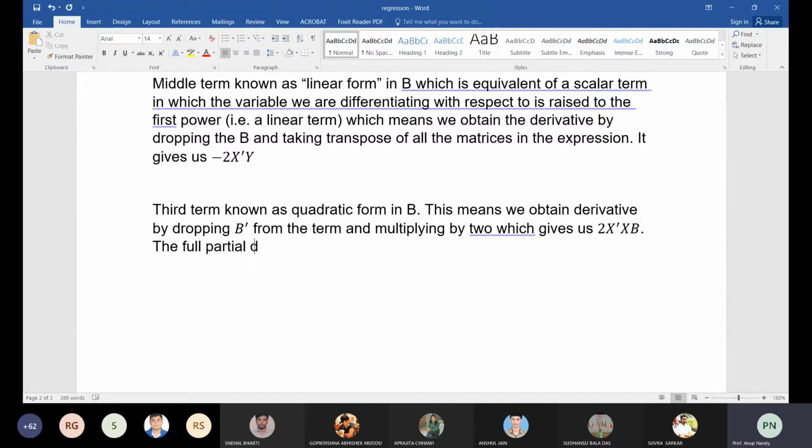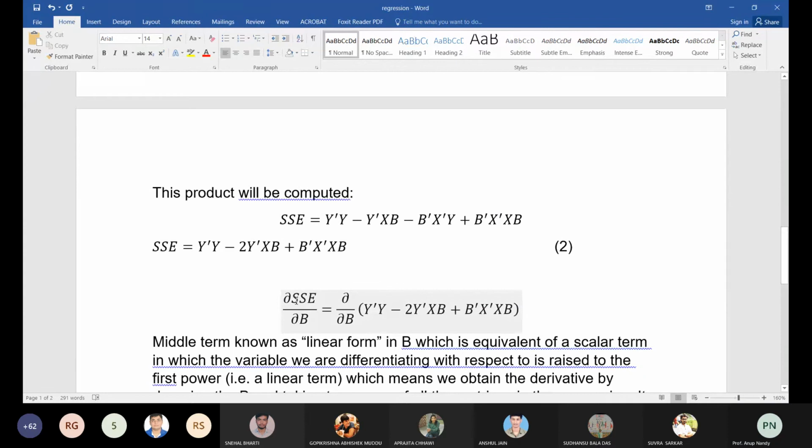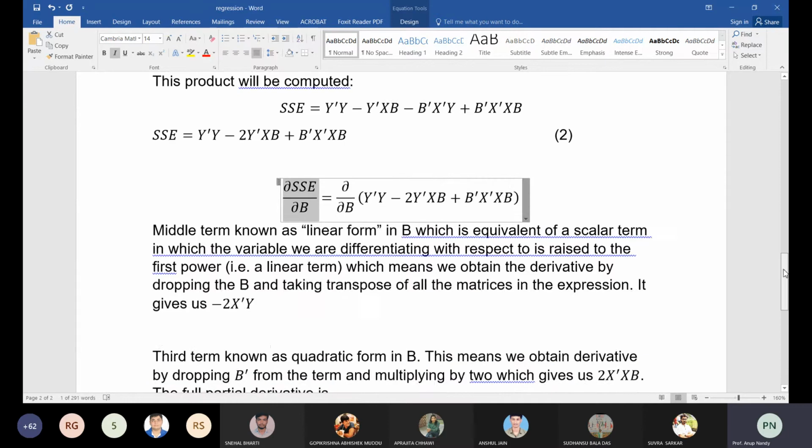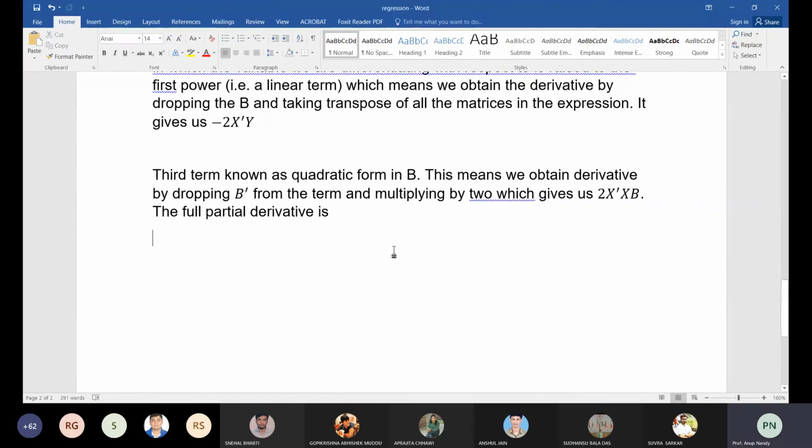the full partial derivative is, I need to copy it from here, del AC by del B. You have del AC by del B is equal to minus 2 x transpose y plus 2 x transpose xb, because the first term is 0, so that's why you are not writing it.